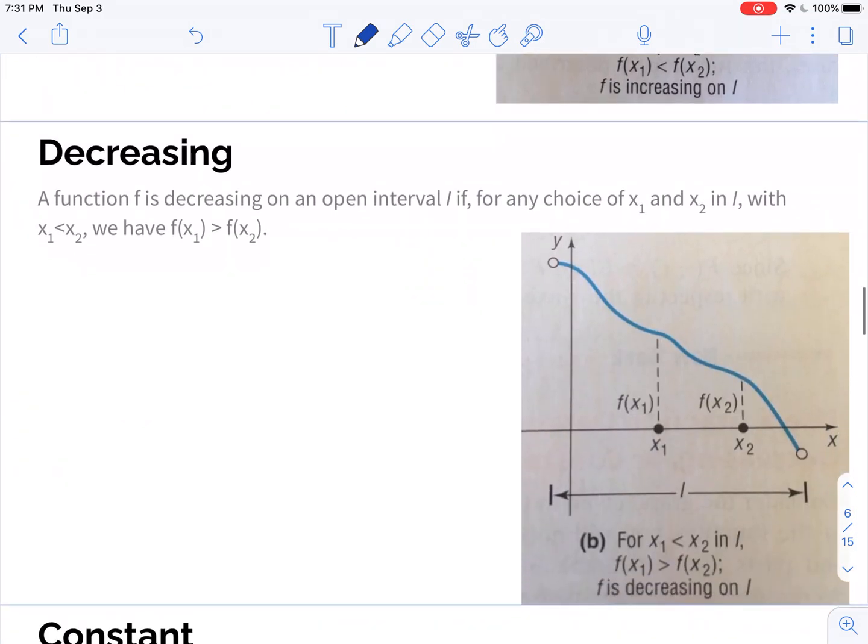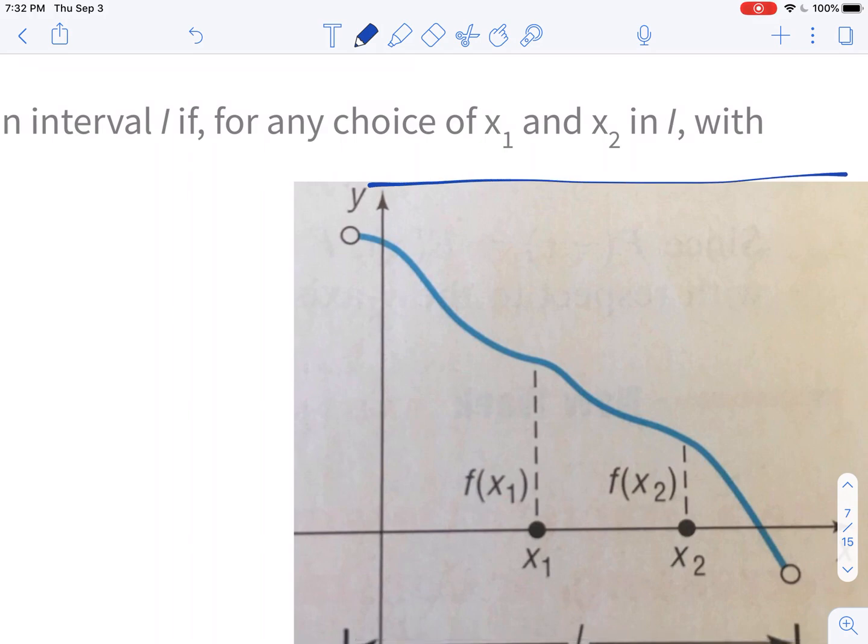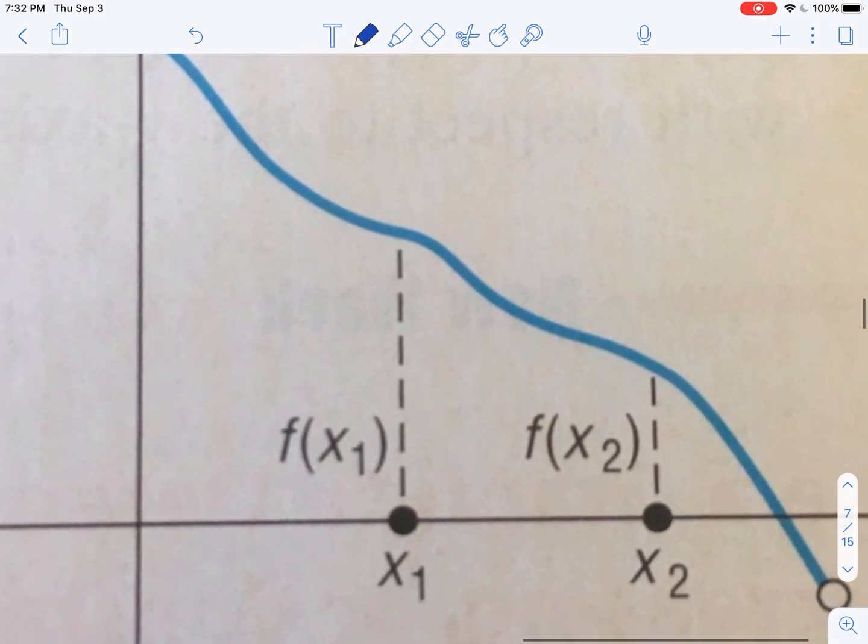Now, a function decreasing. Again, we've got this very mathy definition. A function f is decreasing on an open interval I if for any choice of x1 and x2 in I, with x1 less than x2, we have f of x1 greater than f of x2. So again, we're still talking about reading left to right. That's what we're saying. x1 has to be less than x2. And we can see here that they're defining x1 here and x2 here. What this means is that we've got a point that starts high and then ends low. So as we go from left to right, we're going down.